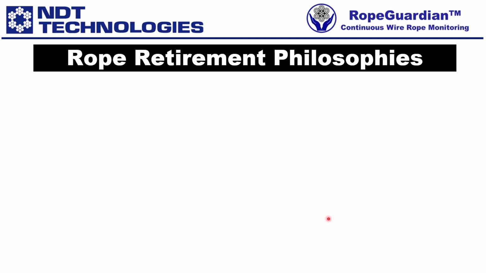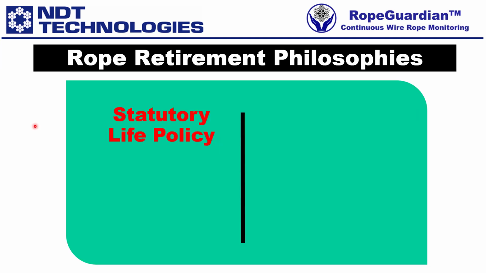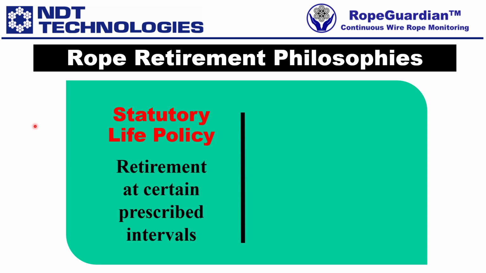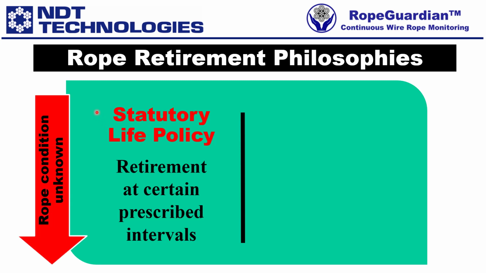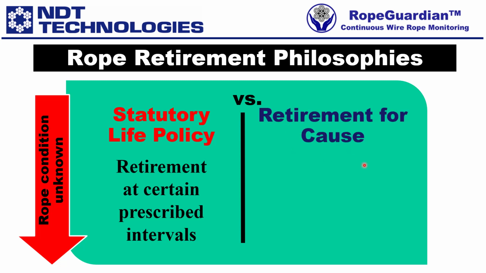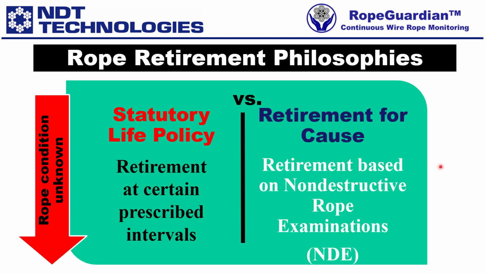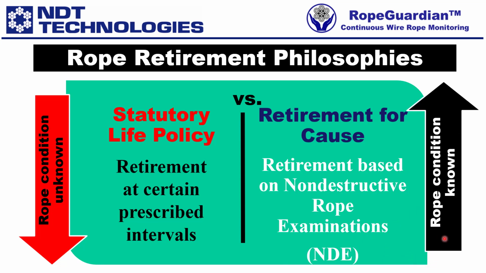Let's look at some rope retirement philosophies. From a statutory or life policy, retirement could be at certain prescribed intervals whereby the rope condition may be truly unknown, versus a retirement for cause where the retirement is based on non-destructive rope examinations and evaluations, again referred to as NDE. Under this condition, the rope condition is known and can be tracked and trended over time.